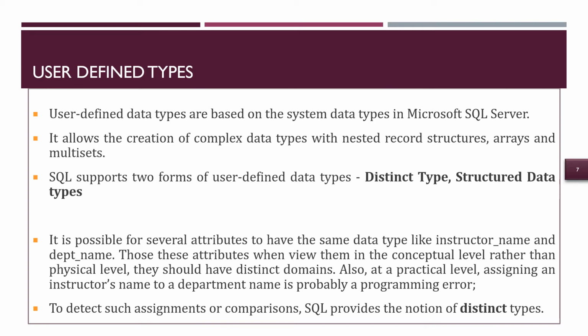when we view them at the conceptual level, these attributes should have distinct domains. That means the name of the instructor and the name of the department should be distinct. Also, at a practical level, assigning an instructor name to a department name is probably a programming error. So to detect such assignments or comparisons, SQL provides the notion of distinct types.